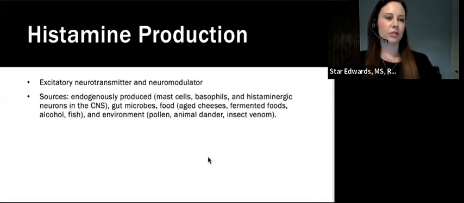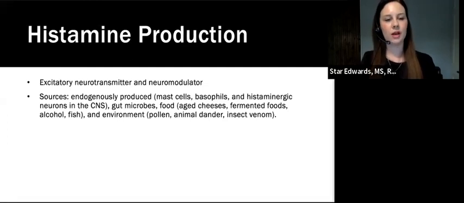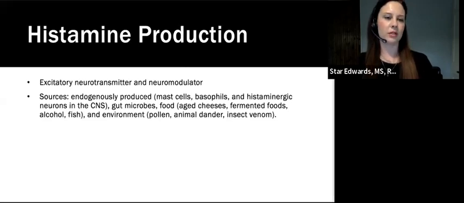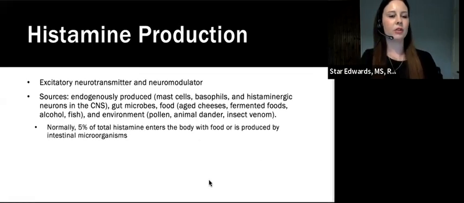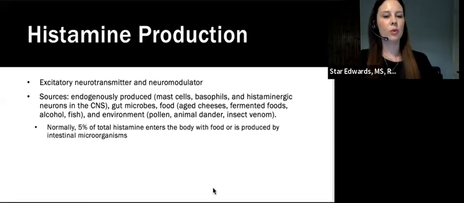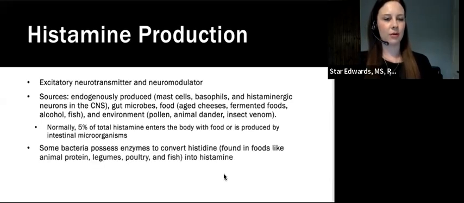Now, there are several different sources. There's different places that we get histamine. It can be endogenously produced from mast cells, basophils, and histaminergic neurons in the central nervous system. Our gut microbes can produce some, and that's what we're measuring on BiomeFx. All we're measuring on BiomeFx is what the gut is producing, the microbes are producing. We can also get it from food, like aged cheeses, fermented foods, alcohol, and fish, and from the environment, pollen, for example. Normally, 5% of the total histamine enters the body with food or is produced by intestinal microorganisms.